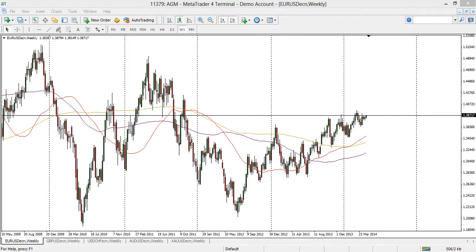For any of you followers out there, we have three moving averages on each of these charts. The red one is a 50 simple moving average. The purple is 100 simple, and the gold is a 200 simple moving average.